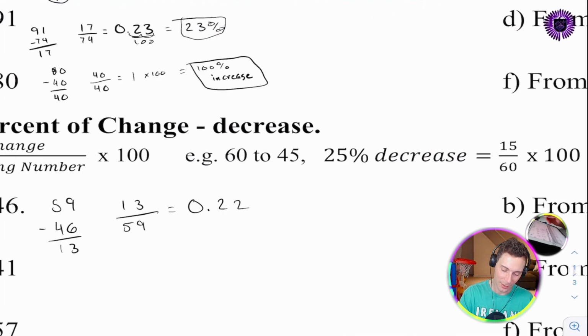Anyway, 0.22. How do we change that? We can write that over 100. 22%. 22% decrease.